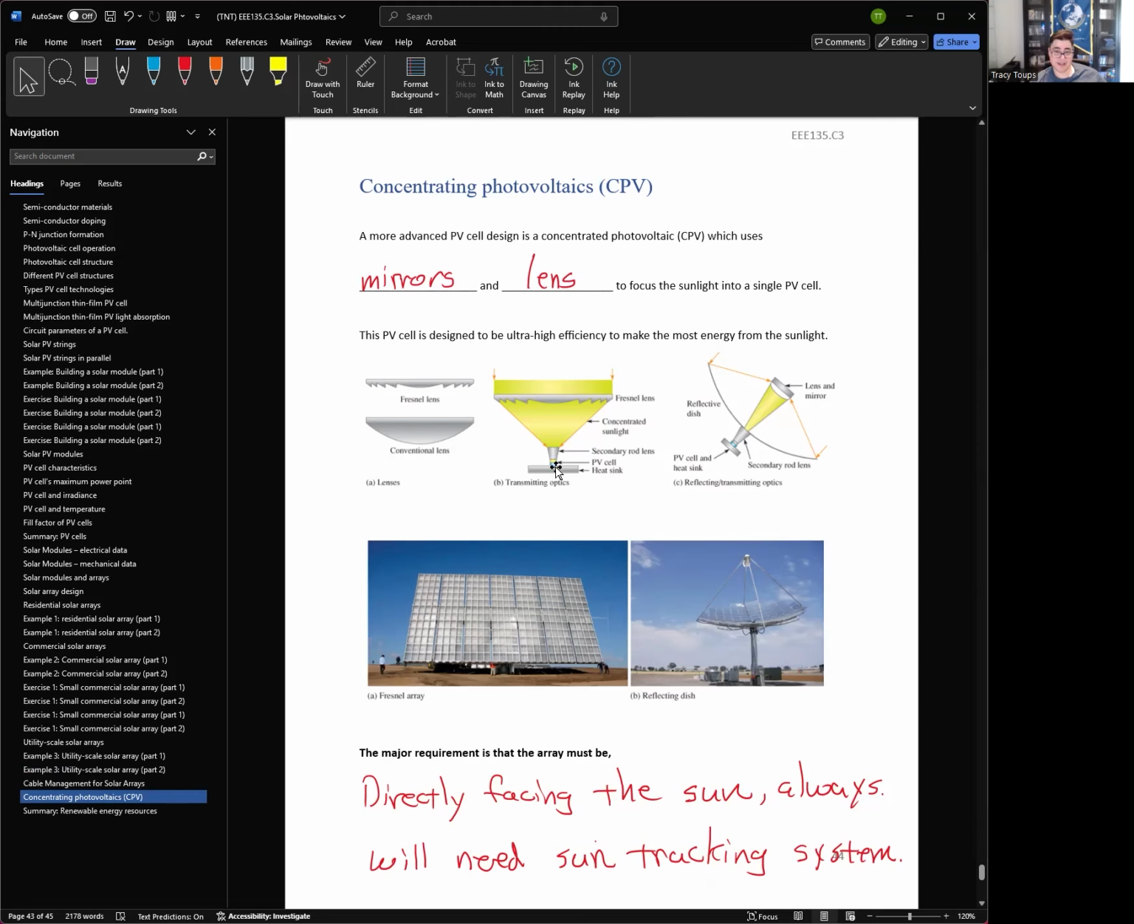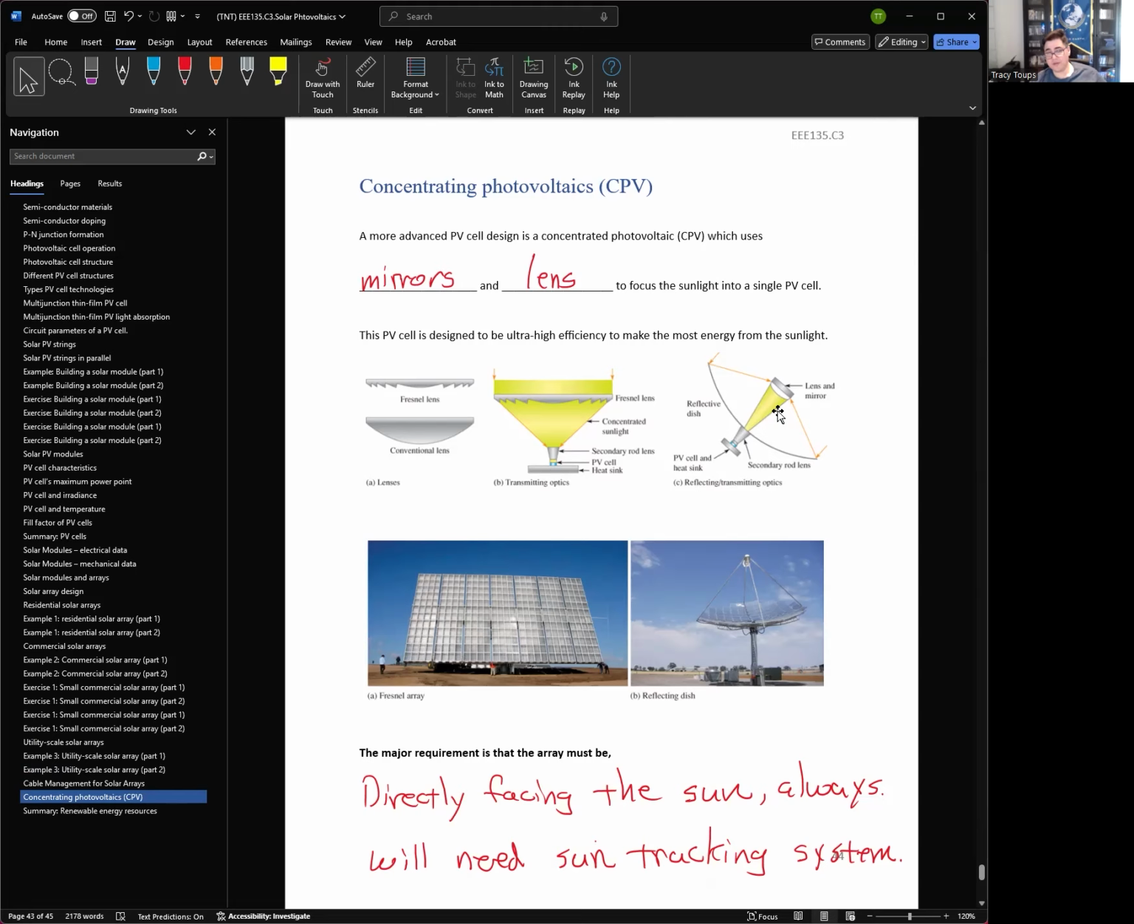Now, one bad side about this is that thing is going to get really, really hot, because you're focusing all that sun on it. So you're going to have a giant heat sink, some liquid cooling behind it, something to make sure the temperature doesn't melt the whole thing.